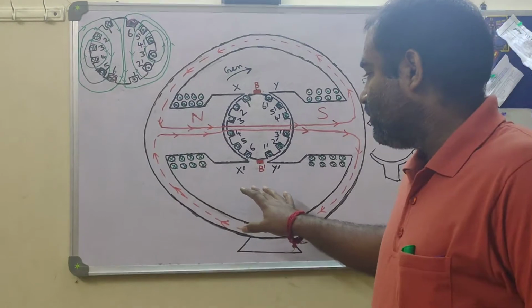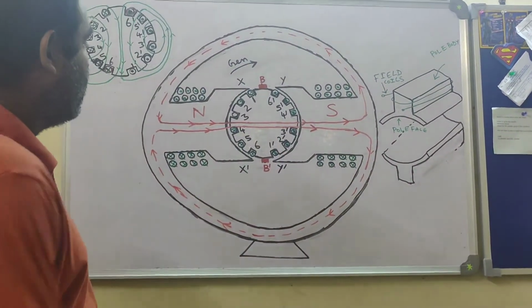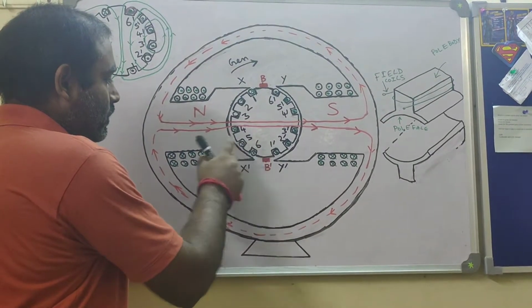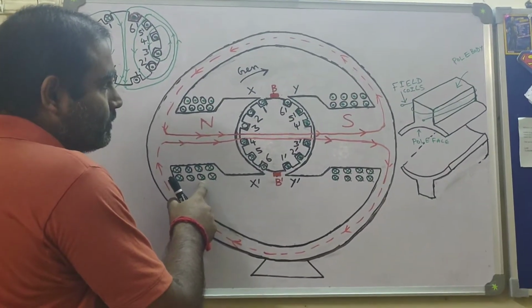This is a cross sectional view of a 2-pole DC machine. As you will know, this is the armature core. These are armature slots. This is your field pole, and these are your field coils of field windings.